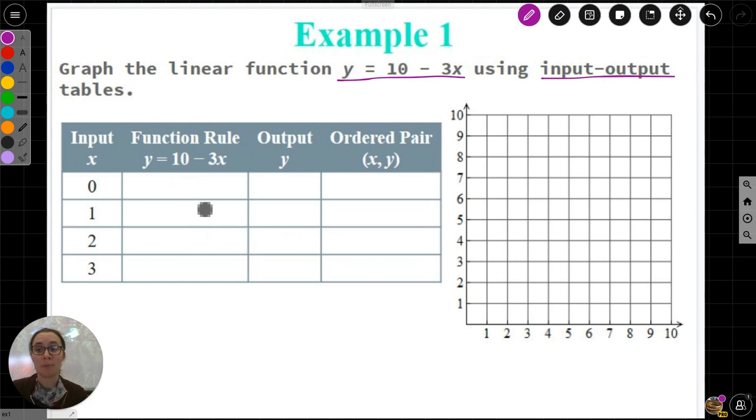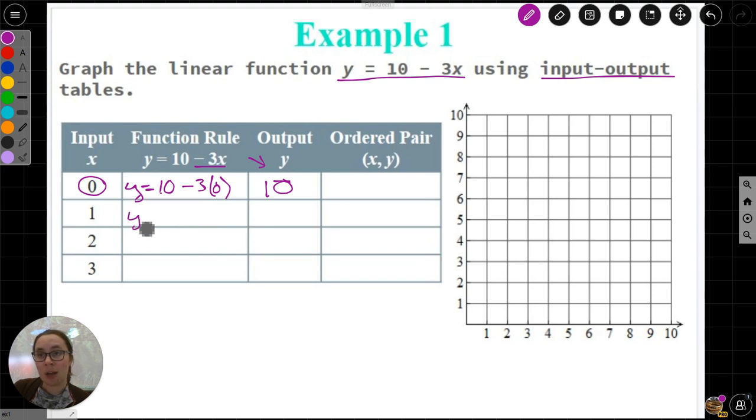The first thing we're going to do is pretend we're back at 4.5 and we are filling out our input-output table. We start by finding our y values. Why? Because we're going to start by plugging in our x values into our function to find our y. So y equals 10 minus 3 times 0. 3 times 0 is 0, so 10 minus 0 is 10.